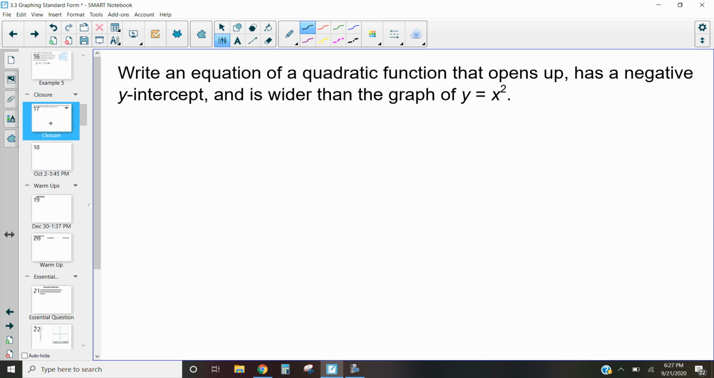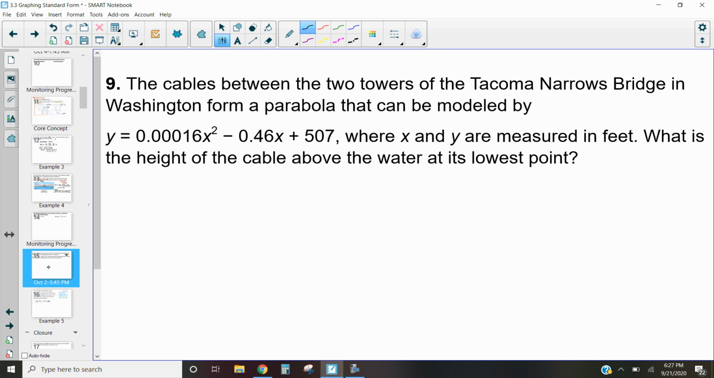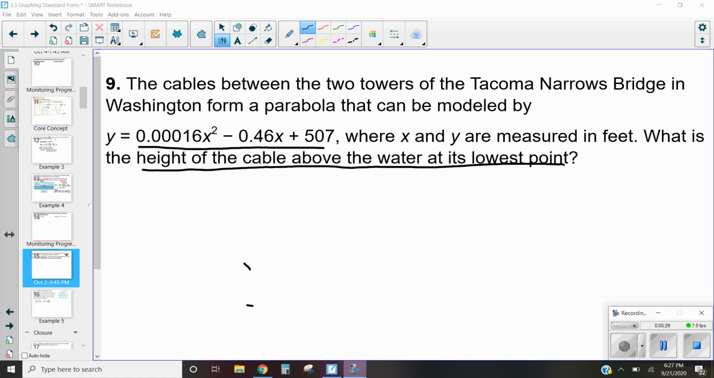Now I want you to look at this problem here. This one's all about the two towers on the Tacoma Narrows Bridge. It's going to be exactly the same, but notice how it's modeled by a different equation. What we want to figure out is the height of the cable above the water at its lowest point. I want you to figure this one out on your own. Go ahead and pause the video. Remember, we're looking for the lowest point or the minimum, so figure out the height of the cable, the y value for the minimum of our function. When you've got that, unpause the video and we'll go over it together.